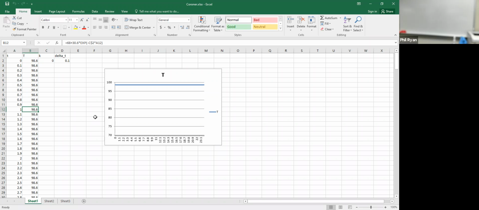Can anyone, looking at that, tell me why at this moment it's flat? We don't expect it to be flat. What's causing that to be flat? I put the 0 in here, yeah. If you put the 0 in here, this makes the exponential 1, so that's just going to be 98.6. So this is assuming that there's no cooling yet.